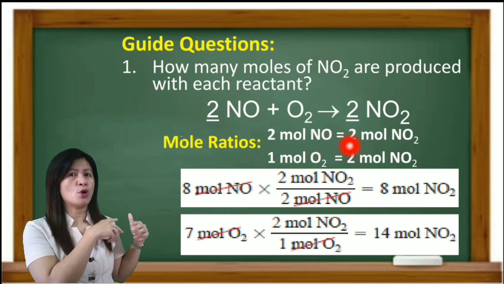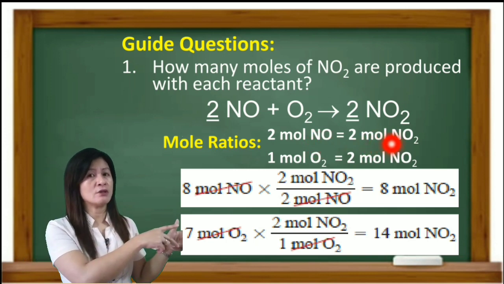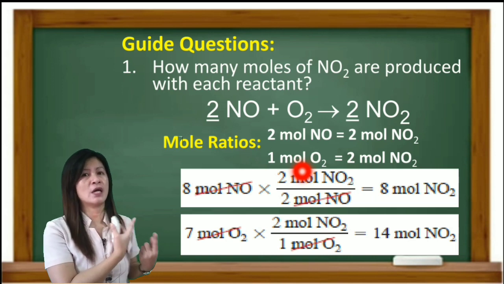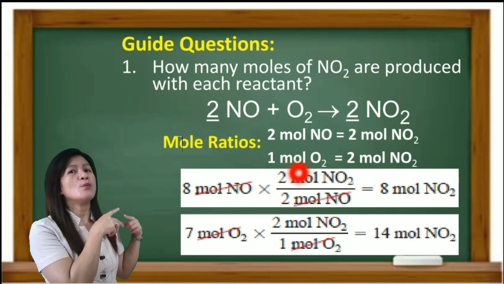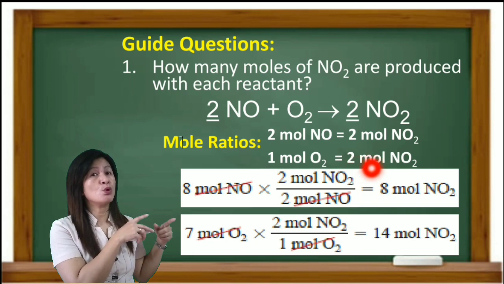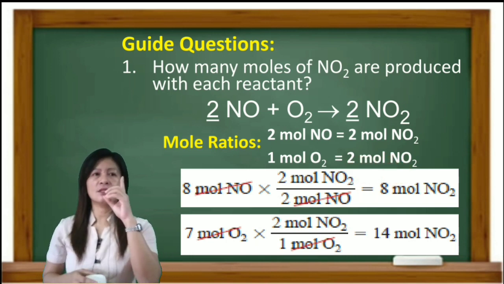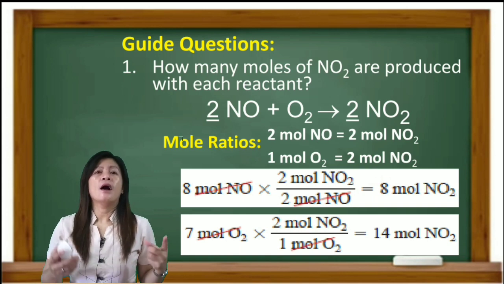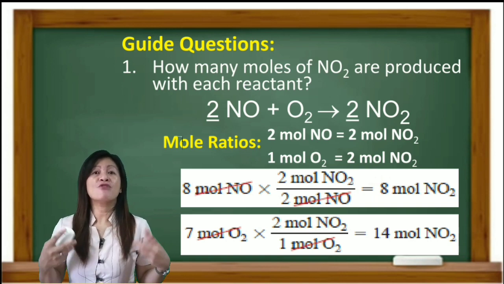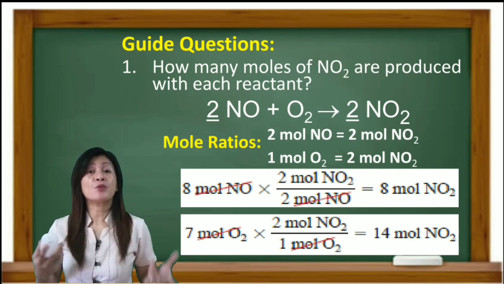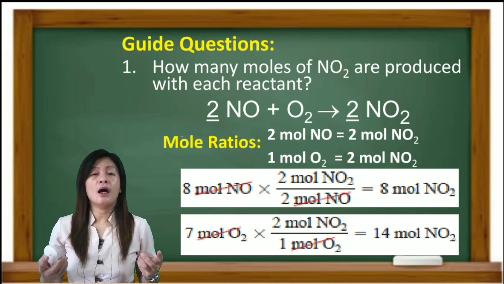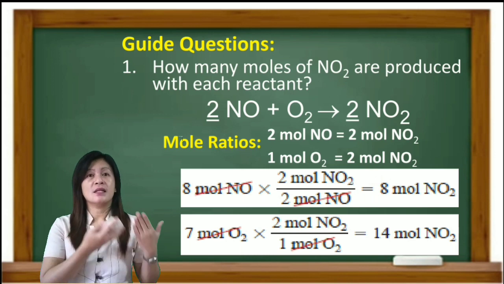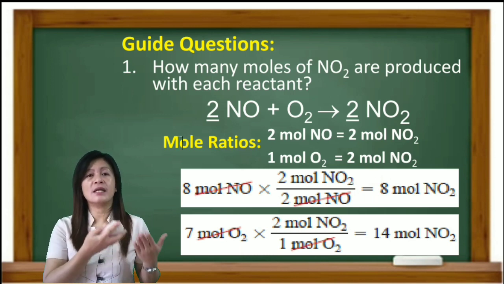2 moles of nitrogen monoxide equals 2 moles of nitrogen dioxide, if we are after the product, the single product nitrogen dioxide. Another is 1 mole of oxygen gas to 2 moles of nitrogen dioxide. As the first guide question indicates, we determine the number of moles of the product, nitrogen dioxide, to be formed with the available initial reactants, nitrogen monoxide and oxygen gas.